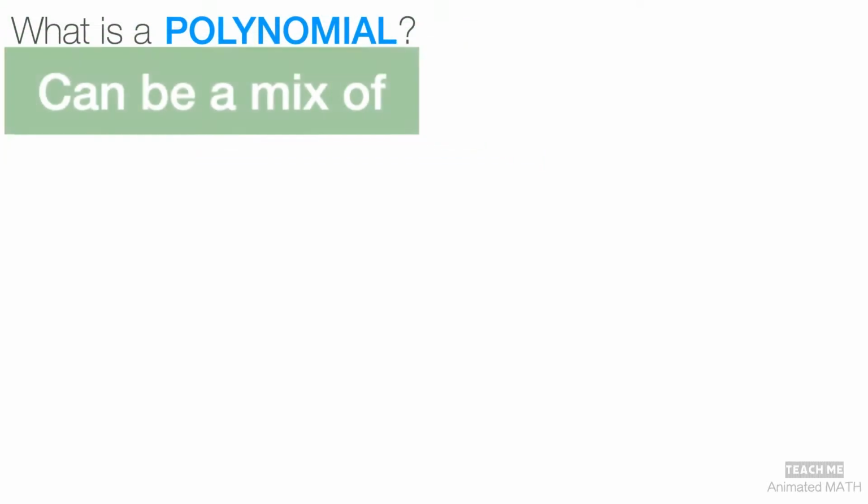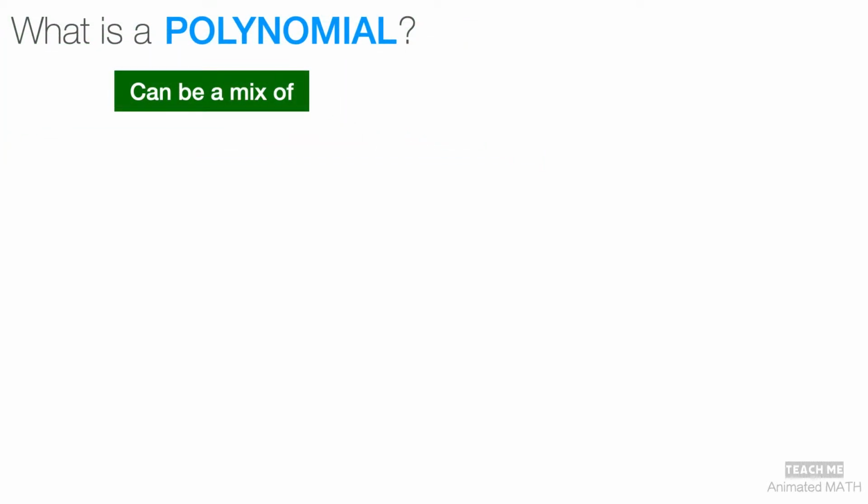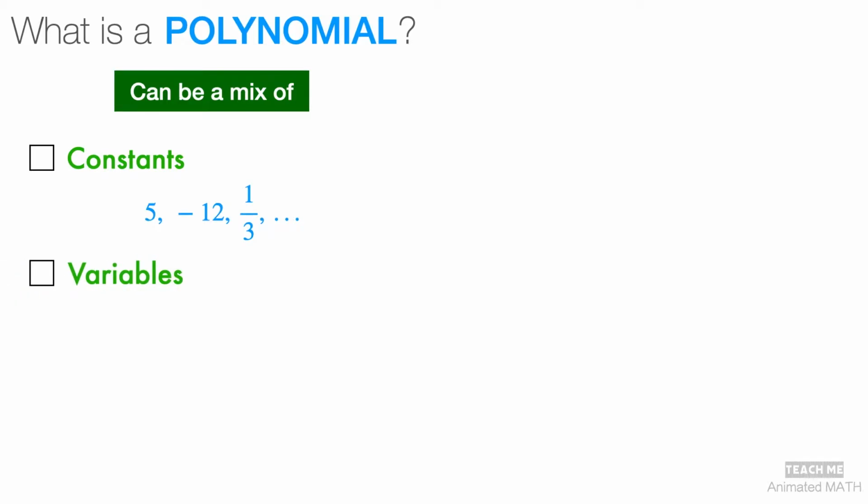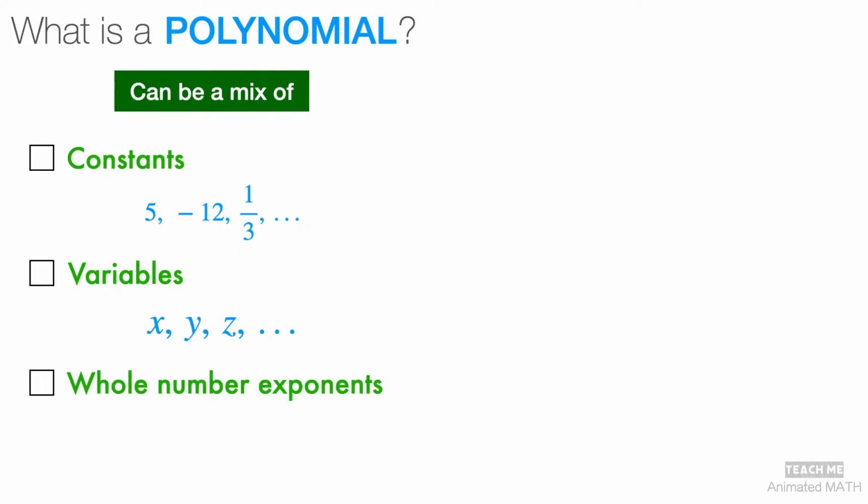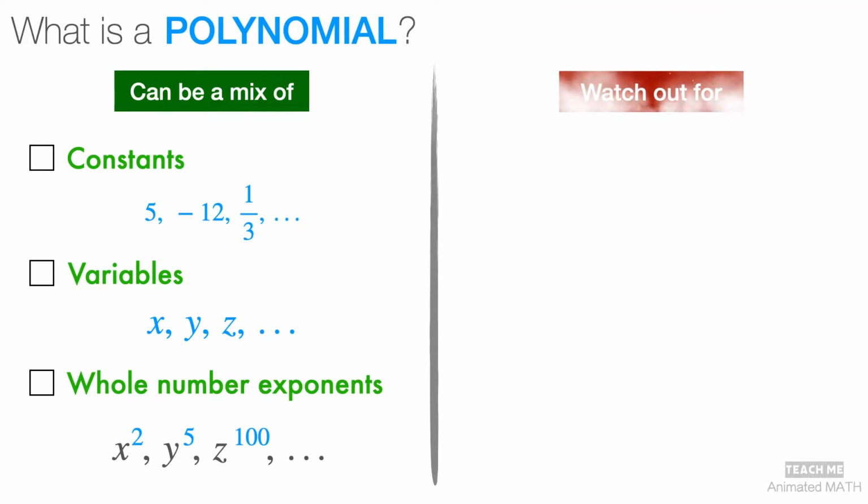A polynomial can be a mix of the following. It can have constants, like 5, -12, or 1/3. Also, variables, which are often represented by x, y, z, and etc. Polynomials can also have exponents in their variables, but only 0, 1, 2, and other whole numbers are allowed. It's just like 2 in x squared. There are also a few rules to identify what is not a polynomial.